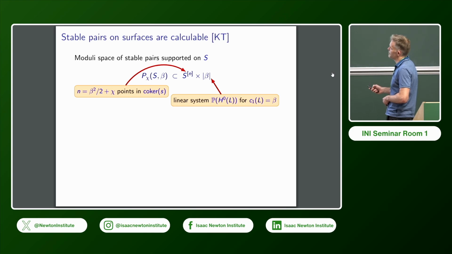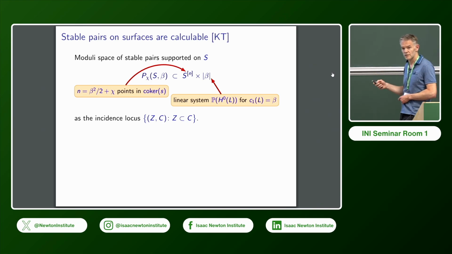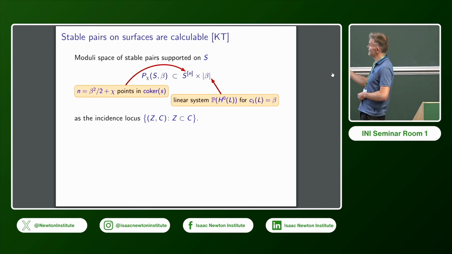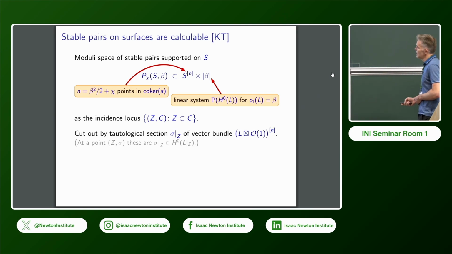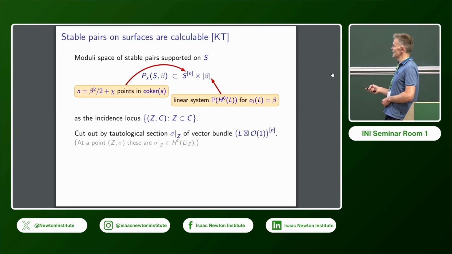So what we do is we embed it in the space of all points on the surface, that's the Hilbert scheme, times this linear system, and then we cut it out as an incidence locus, where we ask that the points lie on the curve. And then it turns out that this is actually a scheme-theoretic isomorphism. This incidence locus is this space of stable pairs. And it's cut out by a tautological section of a tautological vector bundle.